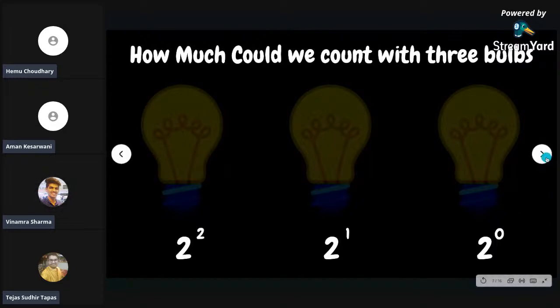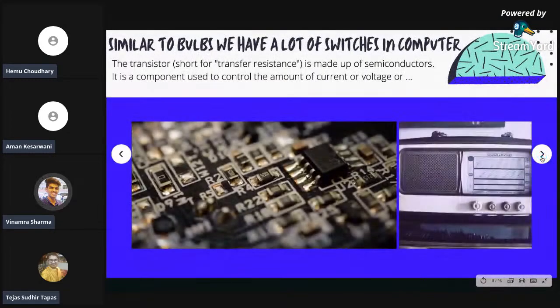So now, I guess you all have been pretty much cleared with binary. Let's hop on to our main question. So now that is the thing about binary, but how does it connect to our computers? Similarly to the bulb that we have seen, in our computer we have a number of switches. Here, switches are basically known as transistors. Transistor is basically a short form of transfer resistance and is made up of semiconductors.